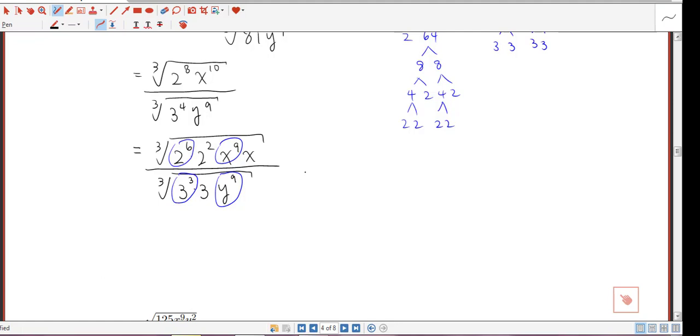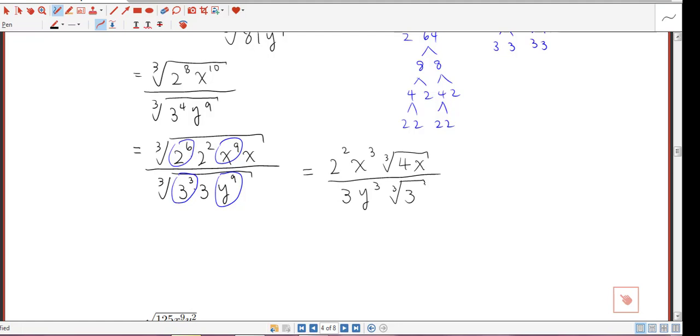Let's see. This is going to equal, all right, the cube root of 2 to the 6th is what? 2 to the 2nd. The cube root of x to the 9th is what? x to the 3rd. And what remains is what? 2 to the 2nd, which is 4, and then x, whole thing over. Now the cube root of 3 to the 3rd is 3. The cube root of y to the 9th is what? y to the 3rd. And then we're going to have the cube root of 3 left over.